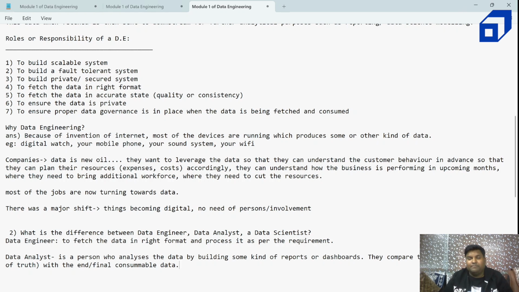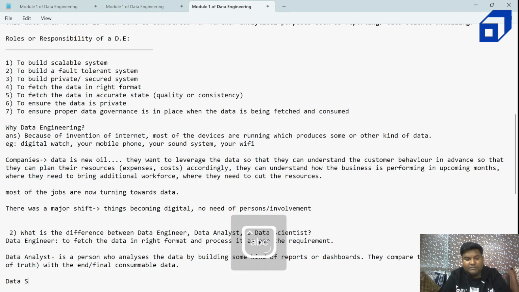So basically, they compare the initial data source, the first source of truth, with the end or the final consumable data. Data analysts build reports or dashboards by using different tools like Tableau, Power BI, and they perform some kind of analysis by using Excel, by using different tools to make sure the data is consistent across different environments. There is no issue in terms of data quality, right? That's the role of a data analyst. They analyze the data to make sure it is consistent across different environments. Now, what is a data scientist?